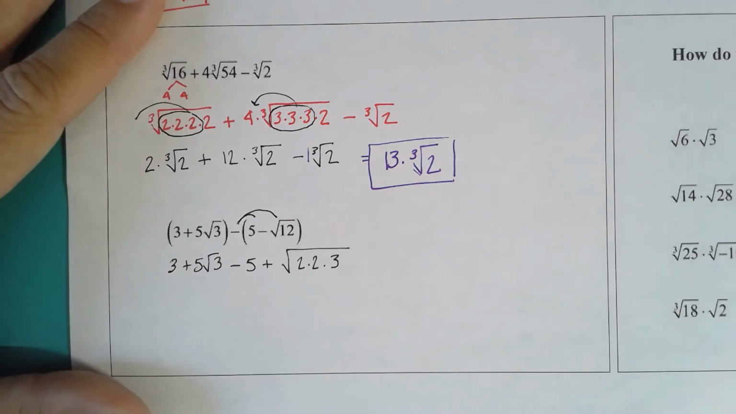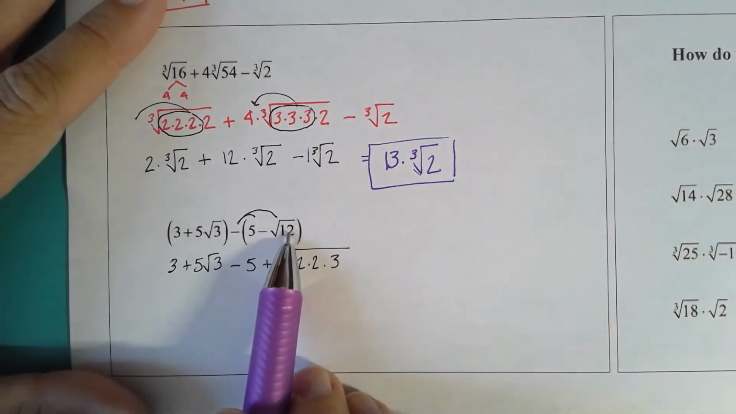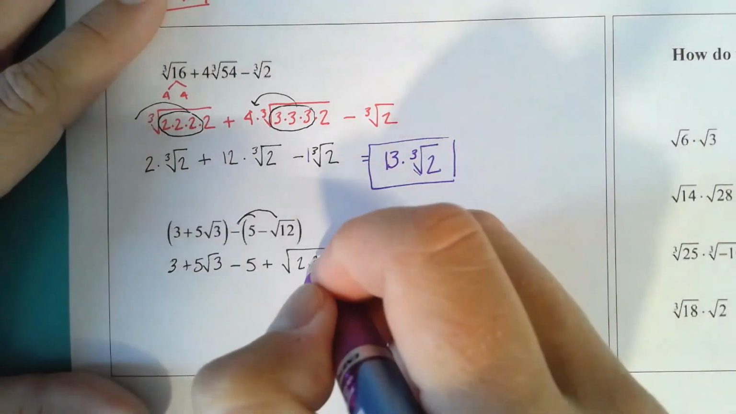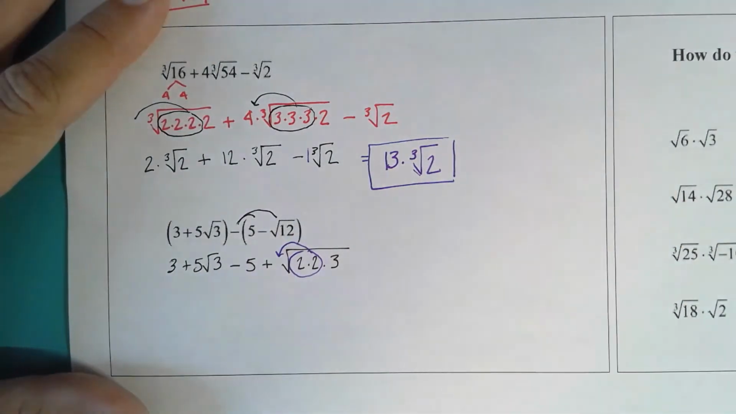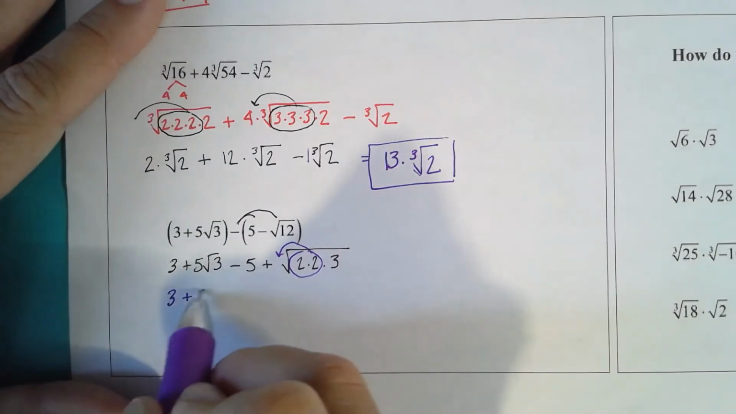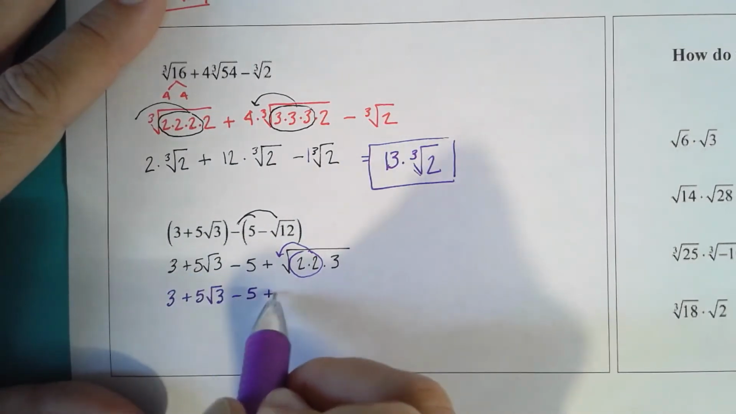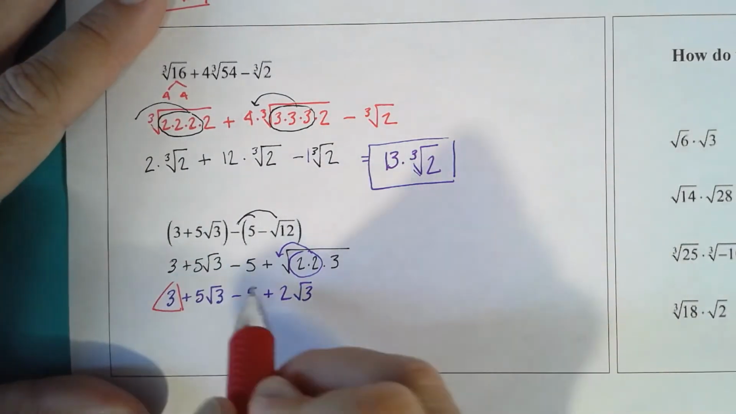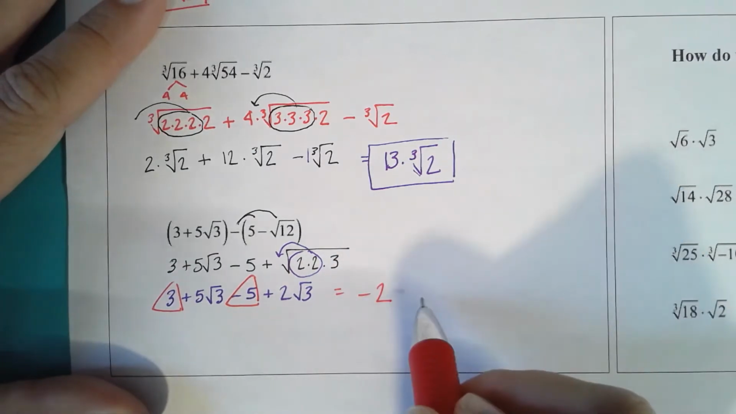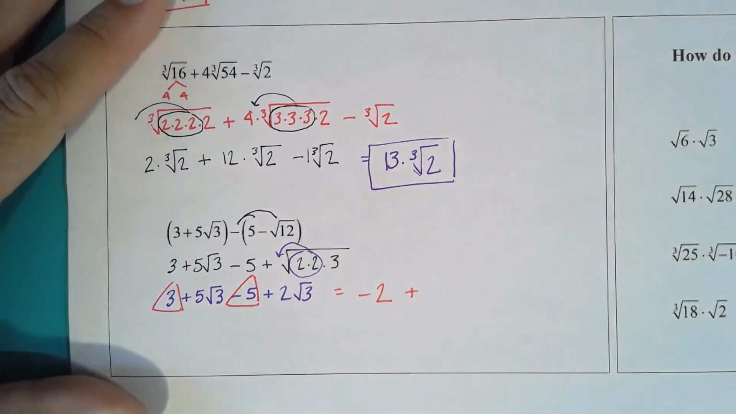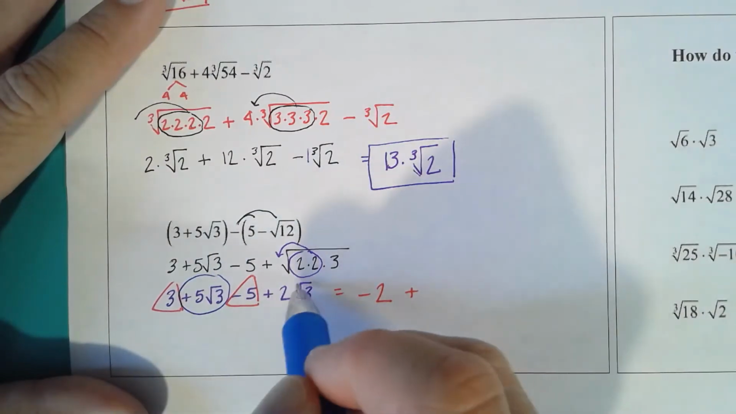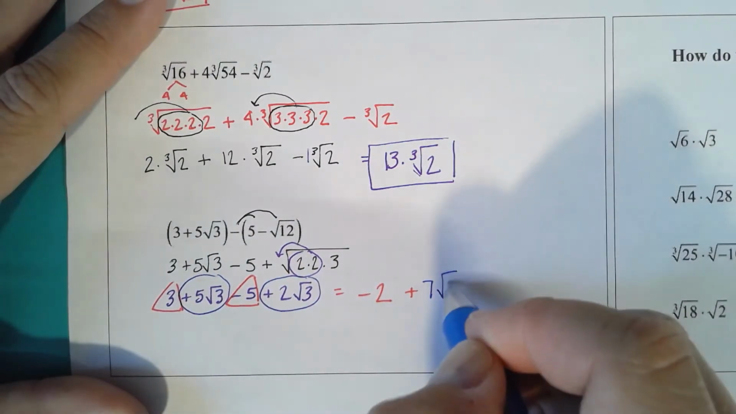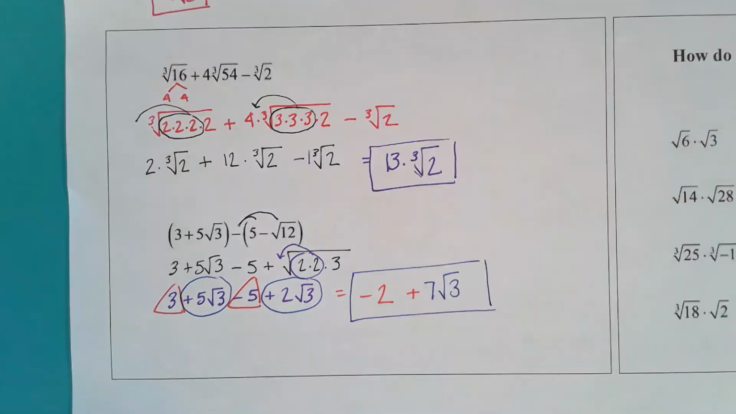Again, by the time we get to pre-calculus, I think a lot of us should just be able to see, oh, 12 is the same as 4 times 3, and we know the square root of 4 is 2. So I don't think we should have to write all of these out. So right now we have 3 plus 5 radical 3 minus 5 plus 2 radical 3. So here's some like terms. I've got a 3 and a negative 5, which is negative 2. And then let's see, these are good. 5 radical 3 plus 2 radical 3 is 7 radical 3.